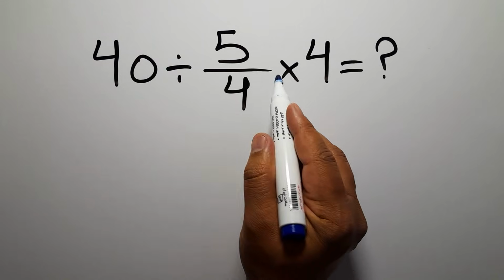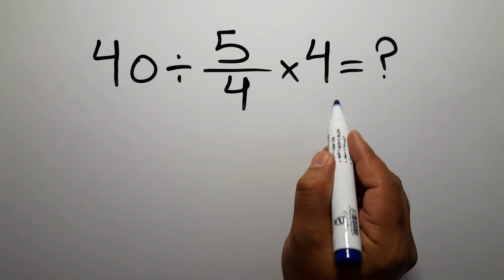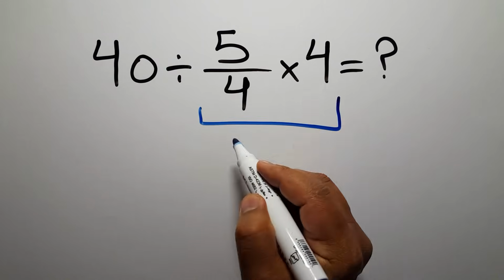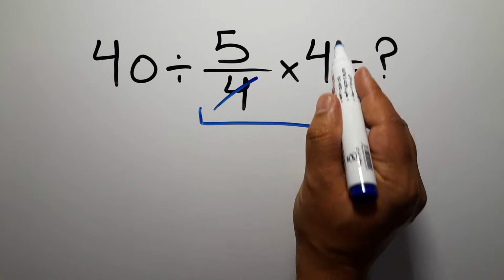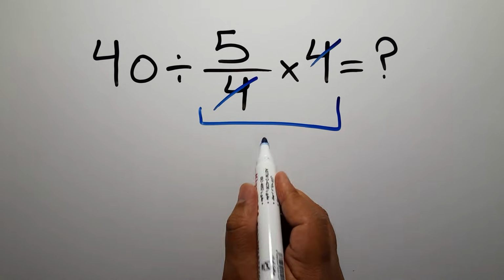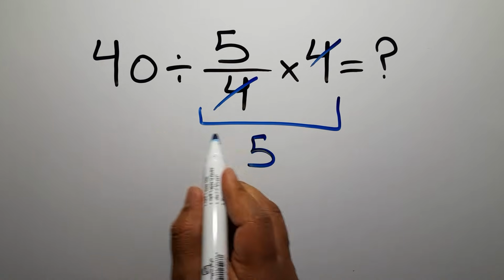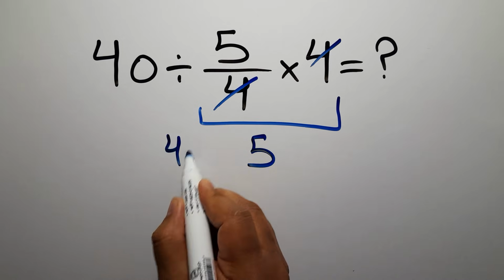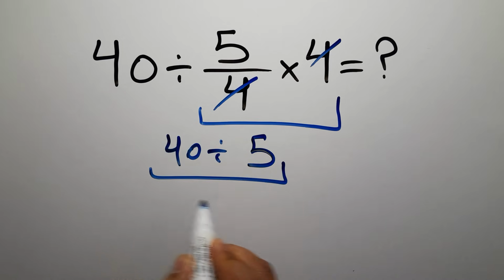First, we do this multiplication. 5 over 4 times 4. We can easily cancel this 4 and this 4. So we have just 5. And 40 divided by 5, which equals 8.